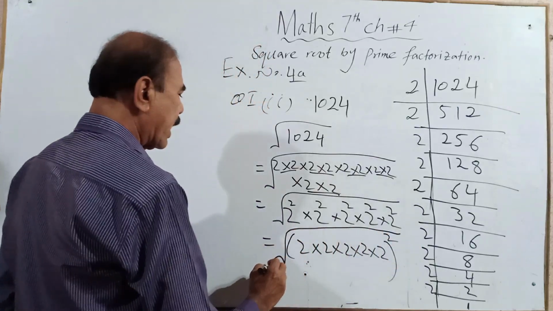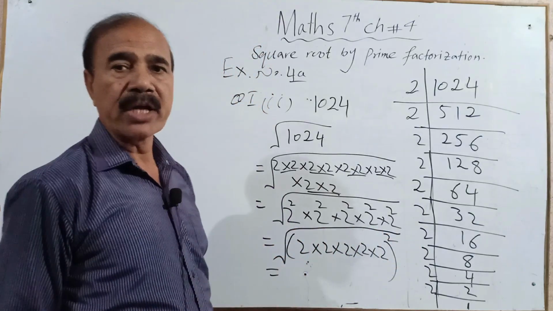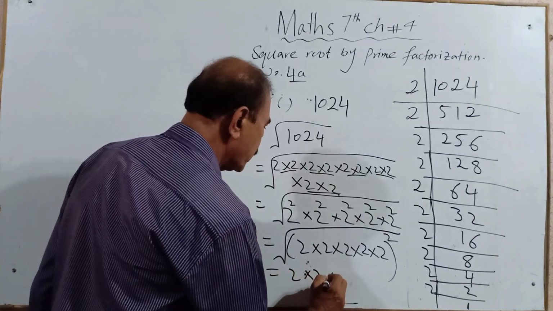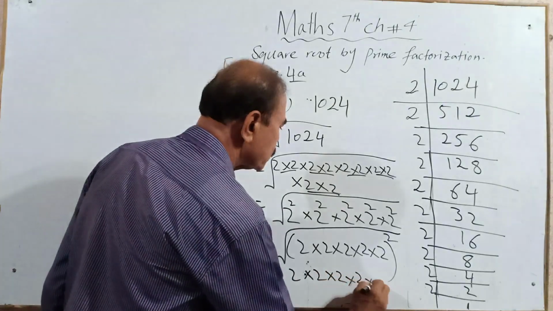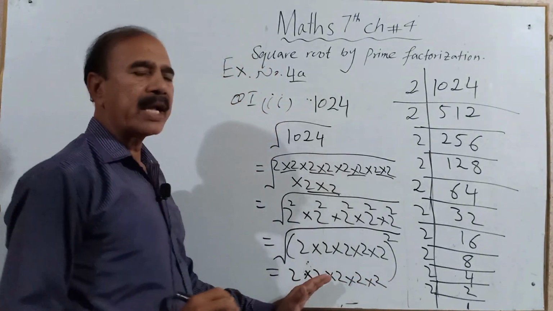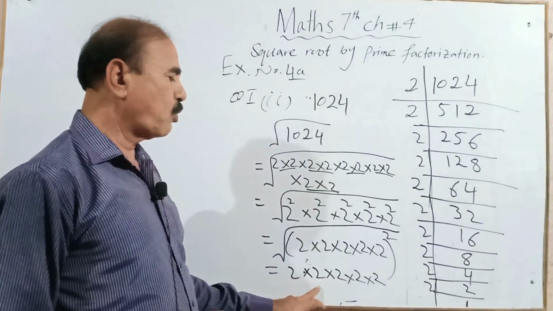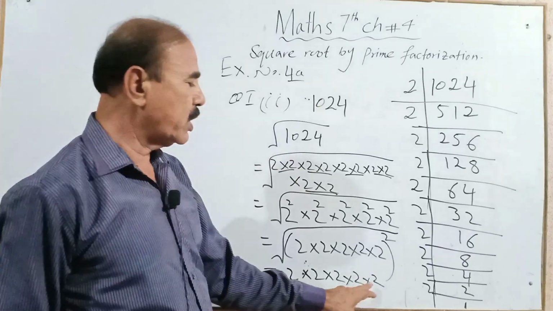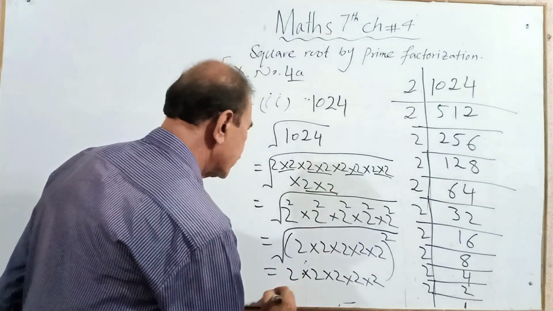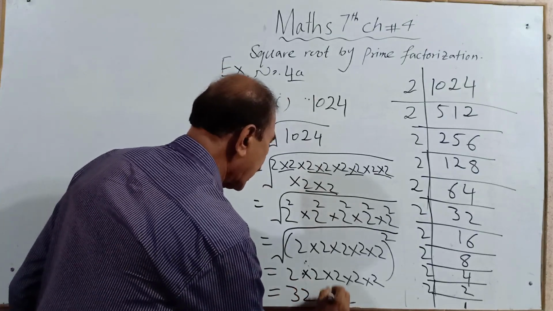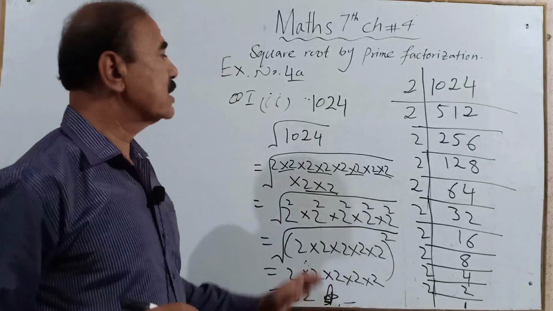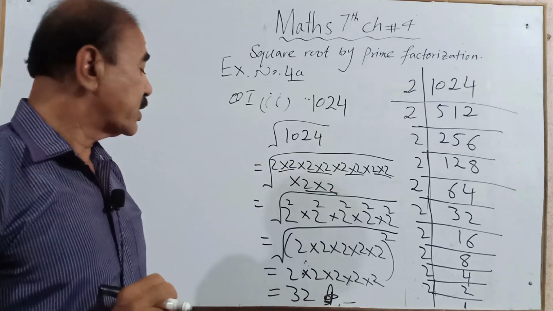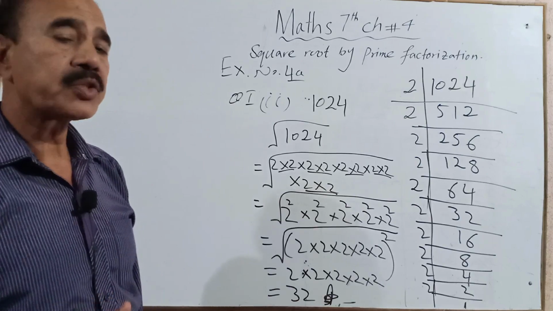And again we can write it as 2 into 2 into 2 into 2 into 2 whole square, under the square root. As you know, square is cancelled by square root and we can write 2 into 2 into 2 into 2 into 2. When we multiply these, 2 into 2 is 4, 4 into 2 is 8, 8 into 2 is 16, 16 into 2 is 32. So here is 32 and this is your answer, because the square root of 1024 is 32.